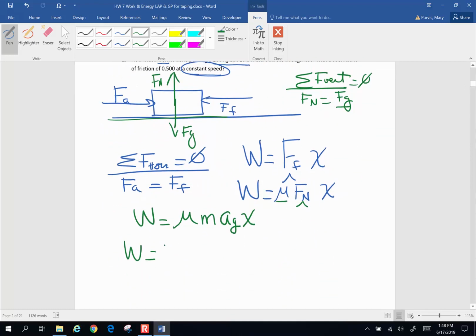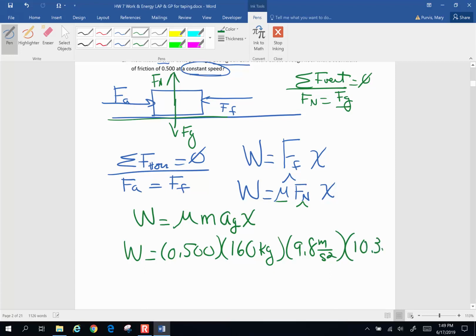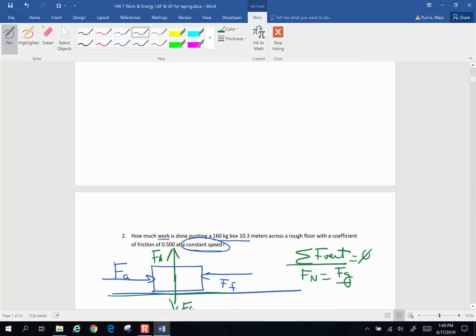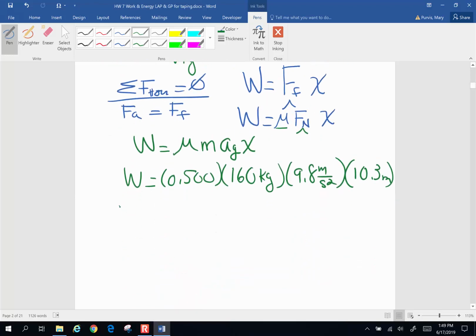Okay, the coefficient of friction here is going to be 0.5. The mass of the box, I believe, is 160 kilograms. The acceleration of gravity is 9.8 meters per second squared, and it is pushed a distance of 10.3 meters. I'm just going to double check. I didn't make those numbers up out of silliness. 160, 10.3, 0.5. So work is going to be 0.5 times 160 times 9.8 times 10.3.